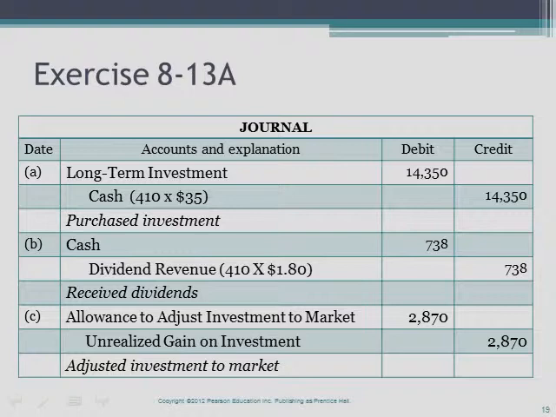And then for item C, at year end, we adjust the investment account to fair value of $42 per share. And so the difference between $35 and $42, or $7 per share, using 410 shares, amounts to a $2,870 unrealized gain on investment, which becomes a credit because it increased in value, and we debit the allowance to adjust investment to market account for the same.